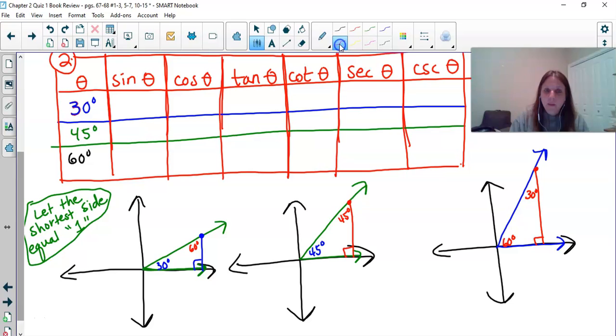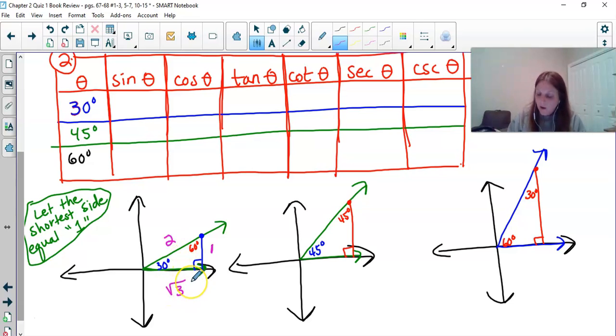Okay, so I'm looking at my smallest side of this triangle. The smallest side is opposite the smallest angle. So since this is my 30-degree angle, that's the smallest of these three, then this side would have to be my smallest side. The book says to let it equal 1. The hypotenuse of a 30, 60, 90 triangle is always double, and the other side is always square root of 3.